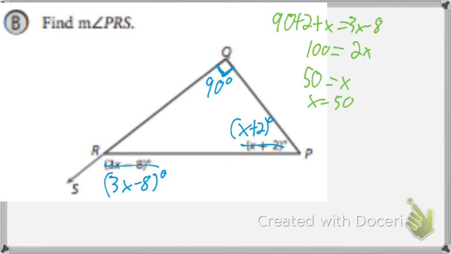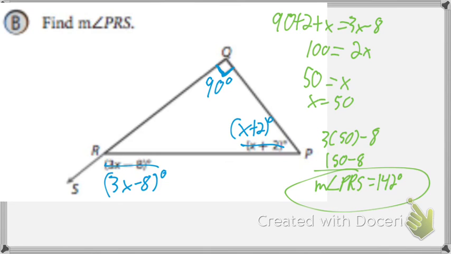So now we plug that in where? The x. Which x? PRS, 3x minus 8, because that's the angle we're trying to find. So we have to do 3x minus 8, 3 times 50 minus 8. The measure of angle PRS is what, Ireland? 142. Nailed it, 142 degrees. Questions on that? No. All right, does anyone still need this?